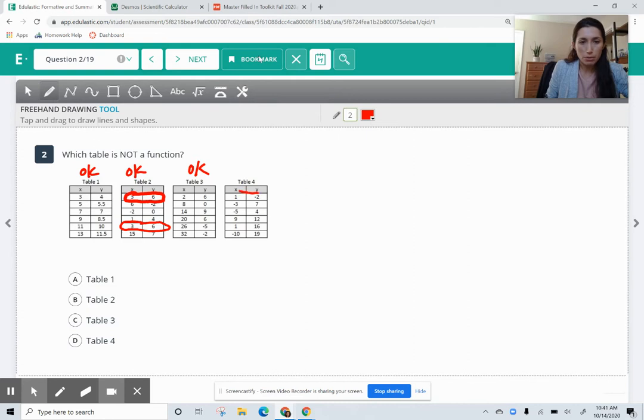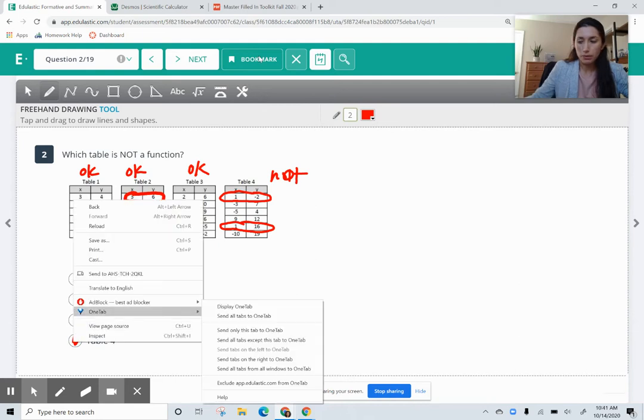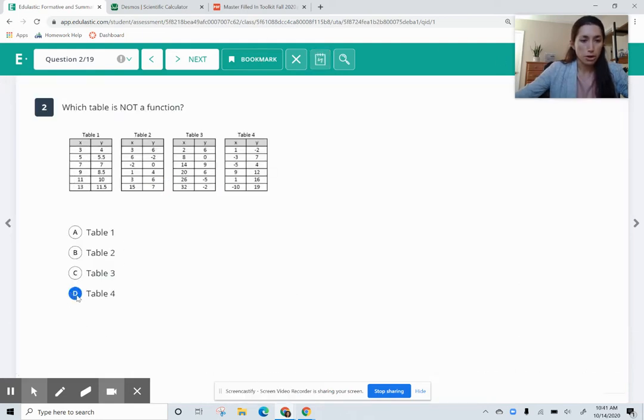So then let's look at our last one here. We have an input of 1 giving an output of -2. And then again, we have an input of 1, but this time giving an output of 16. So that is not a function. That would be table 4, which is not a function. All right, now I'll go off the scratch pad and we'll put in our answer as we would model it. Okay, then we'll go to our next question.